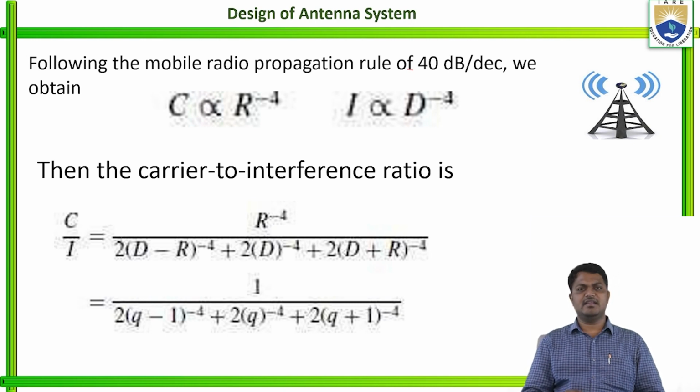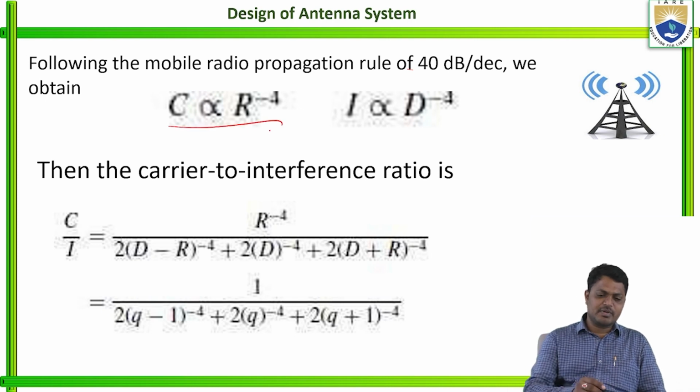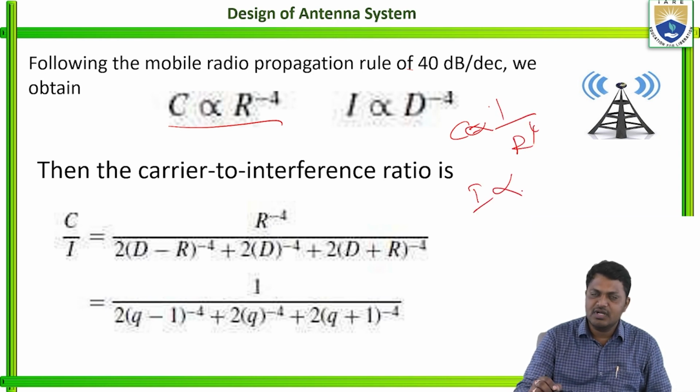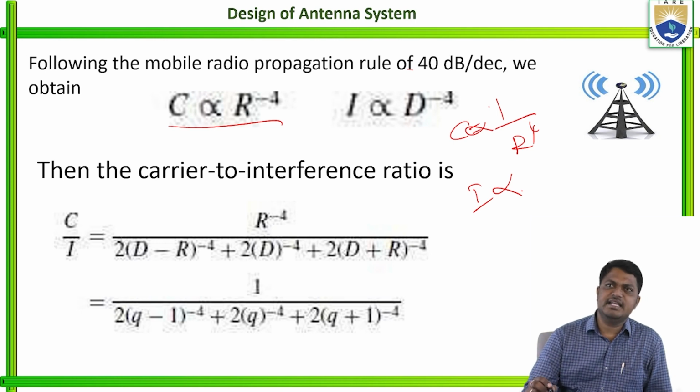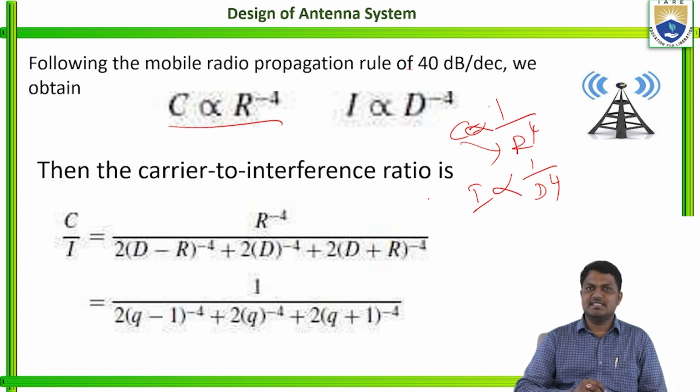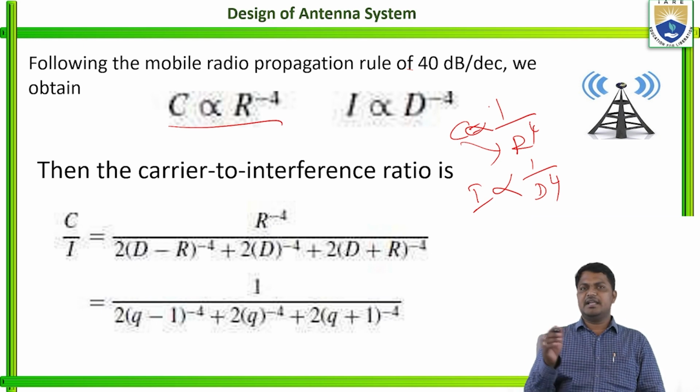C is nothing but the carrier power and I is nothing but the interference. C is inversely proportional to R power 4, and the interference I is inversely proportional to D power 4. Here C is the received power, which depends on the radius of the cell site, and the interference depends on the minimal distance from the cell site to another co-channel cell site.